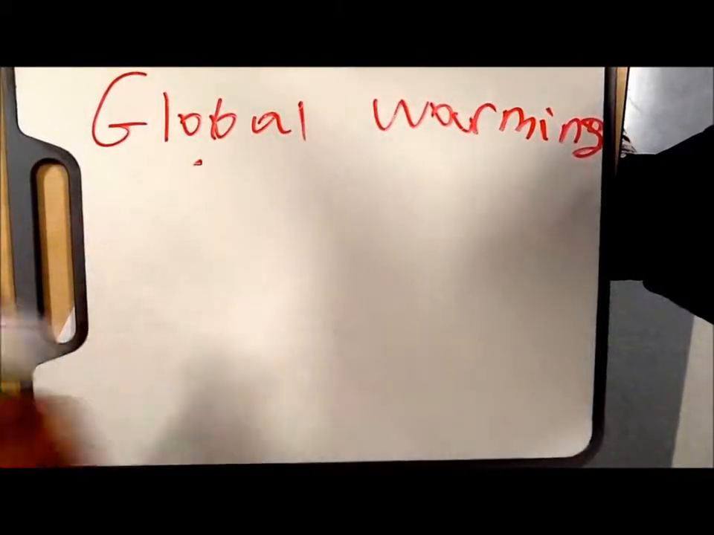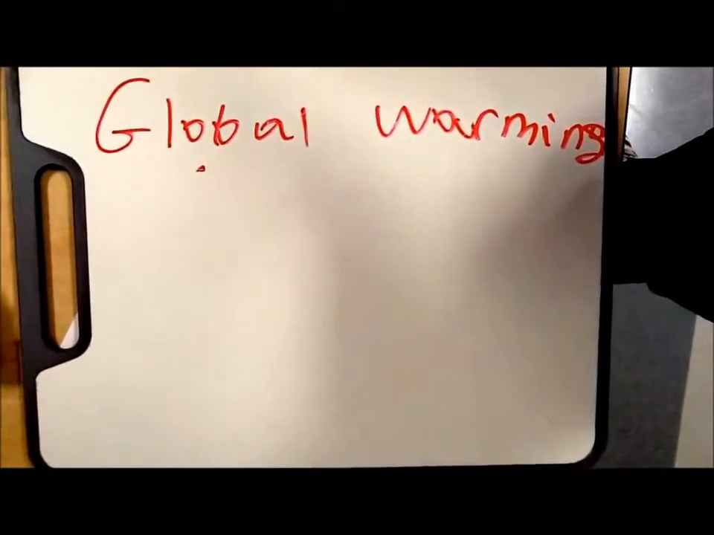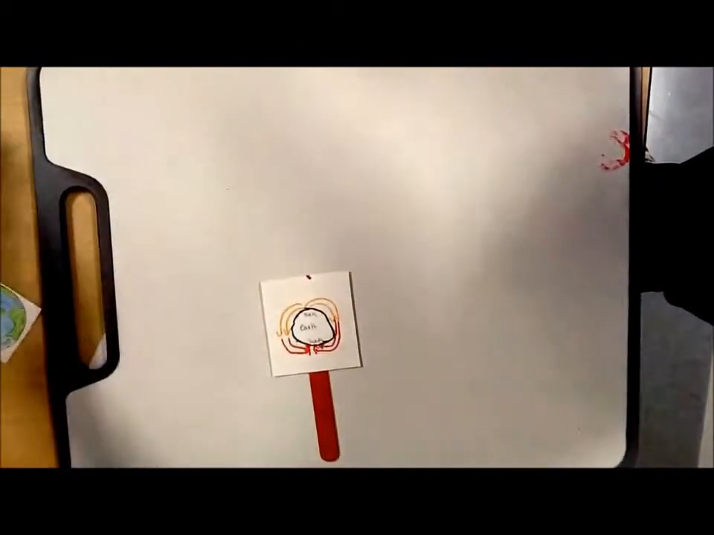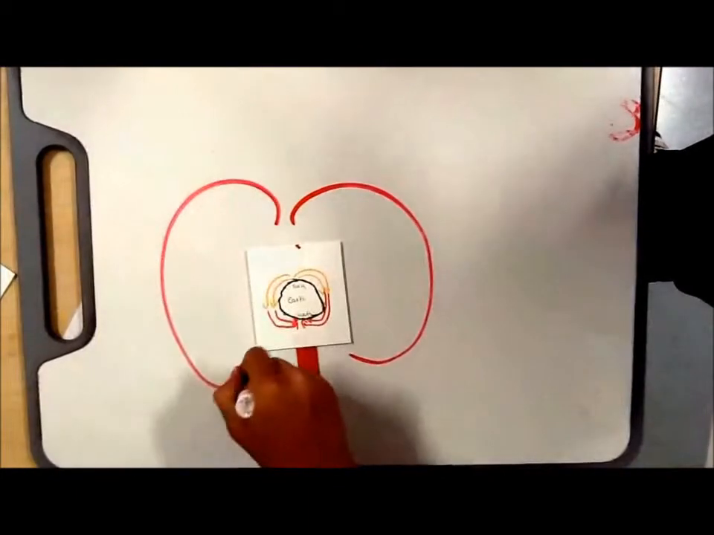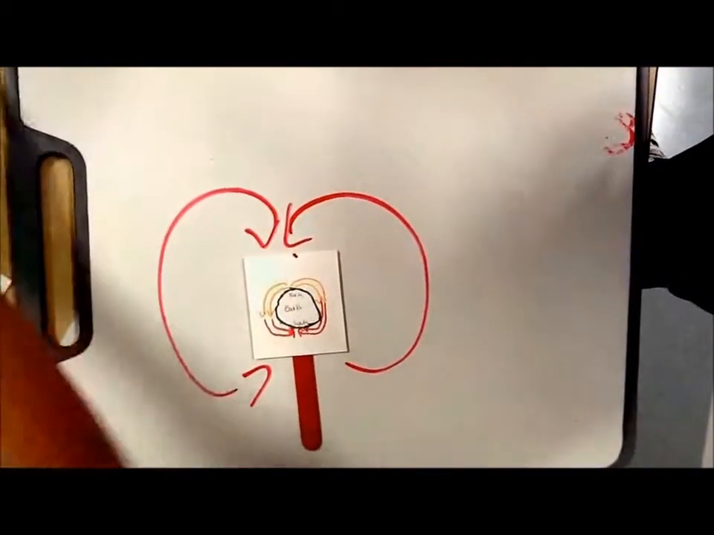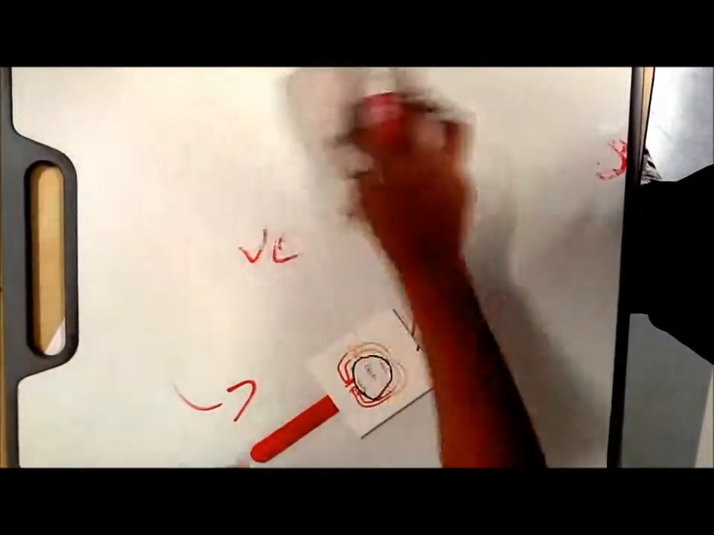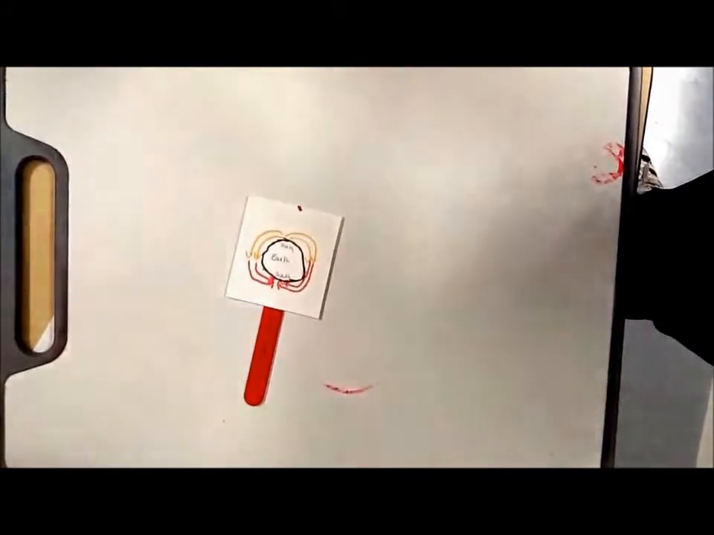Our second doomsday scenario is reversal of Earth's magnetic field. The North and South poles create magnetic fields. If the poles move, then we will not have magnetic fields. You may say, why do we need magnetic fields?